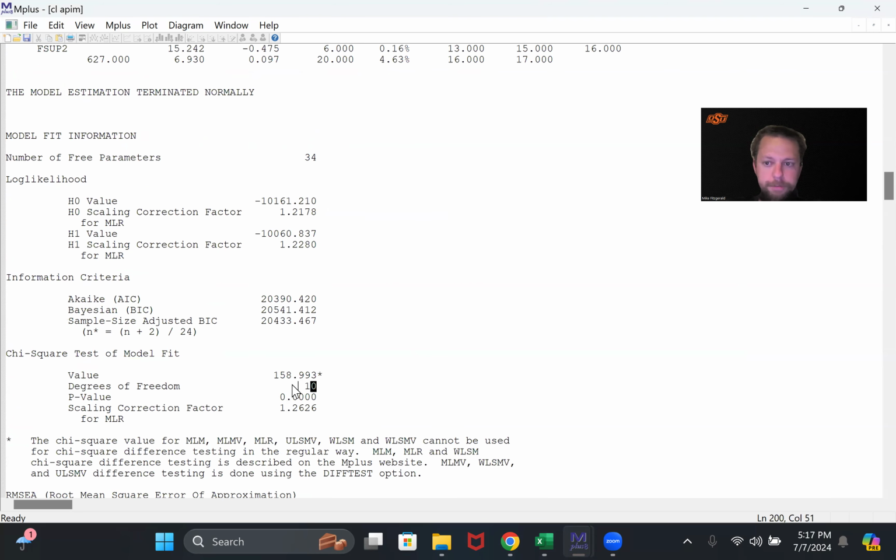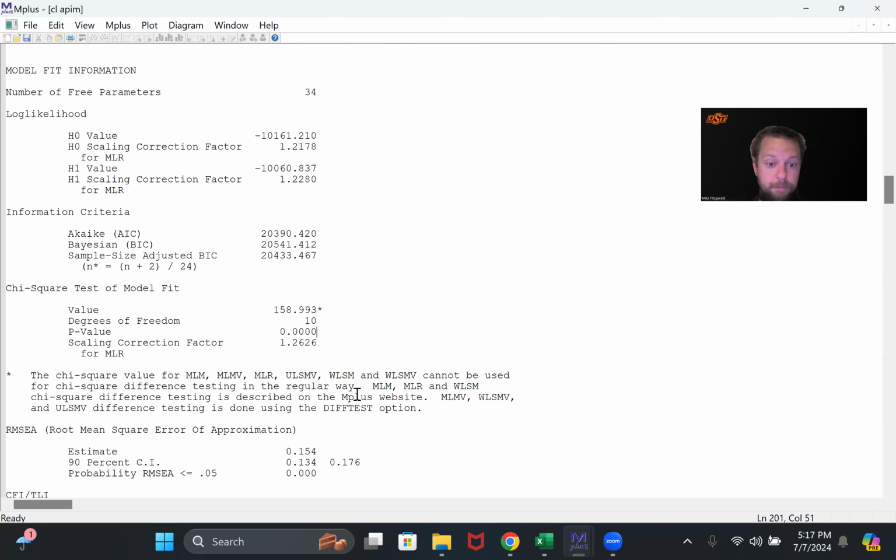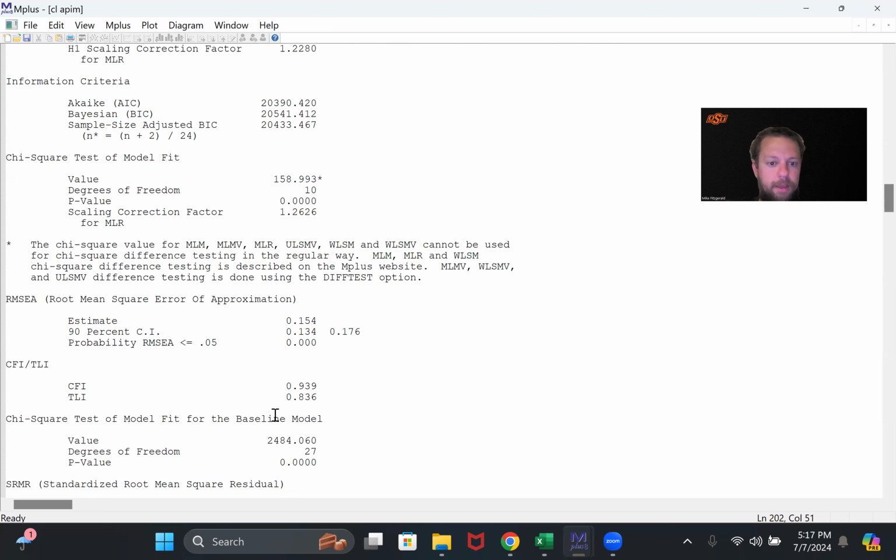So we lost 2 degrees of freedom since we added 2 parameters that are freely estimated, and our chi-square got cut in half. So there's something really going on between wave 3 and wave 5 that really needs to be there. We still have terrible model fit. CFI is beginning to look okay, but again, nothing to brag about. So I would not, in this type of model especially, be bragging about a CFI of 0.94.